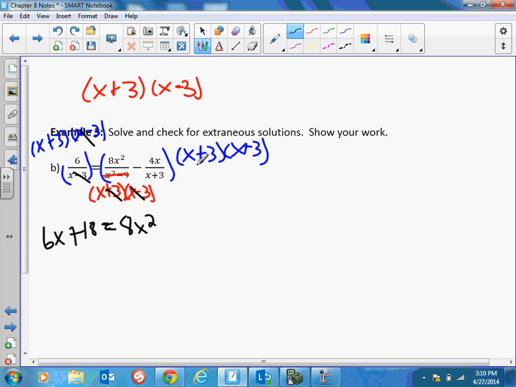This one, the x plus 3 cancels out. Let's change this. That looks like a minus. x plus 3, x minus 3. Okay. The x plus 3 cancels out. So I've got to treat that as a negative 4x. So negative 4x times x would be negative 4x squared. And negative 4x times negative 3 is going to be a positive 12x.